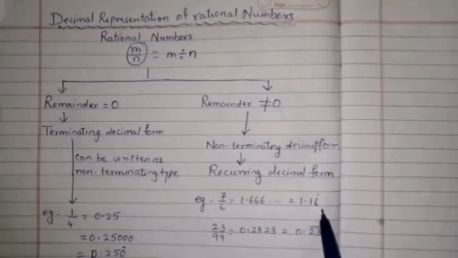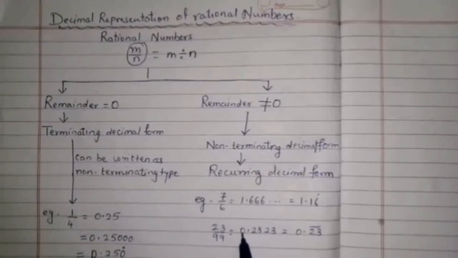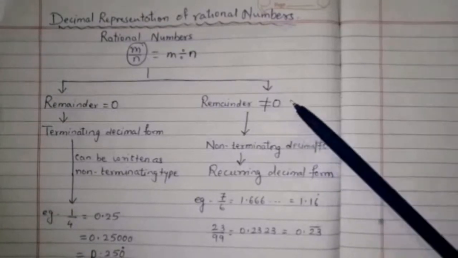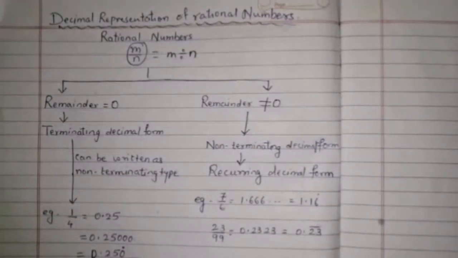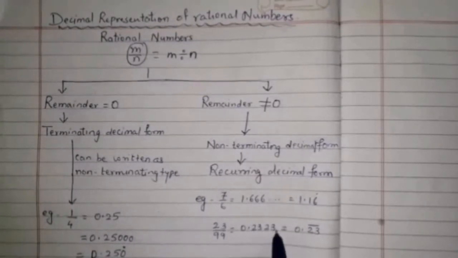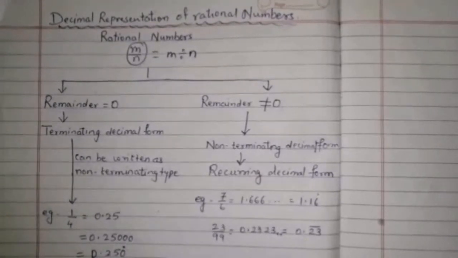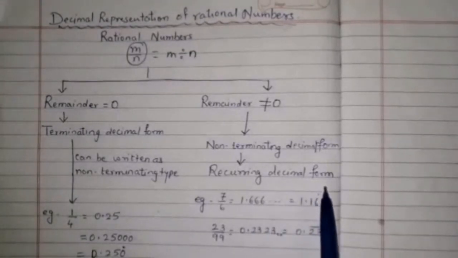Here 6 is recurring. Let's see another example, 23 upon 29. Here if you carry out division, you will get quotient 0.2323. As many times as you go on dividing, you will get the quotient repeated. 2, 3 will be repeating. So this can be written as 0 recurring 2, 3. So this is also the recurring decimal form.